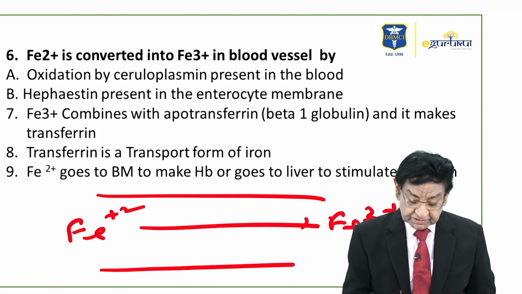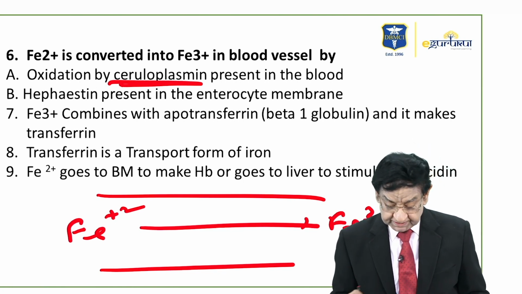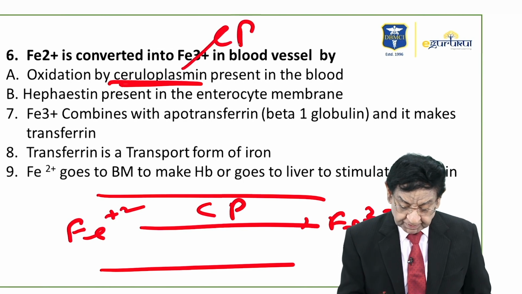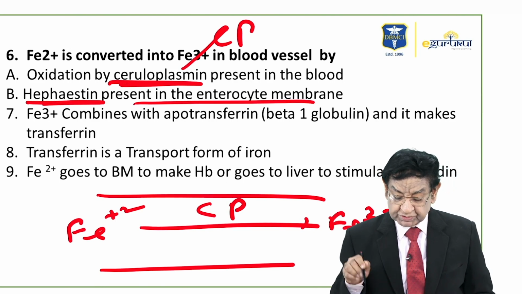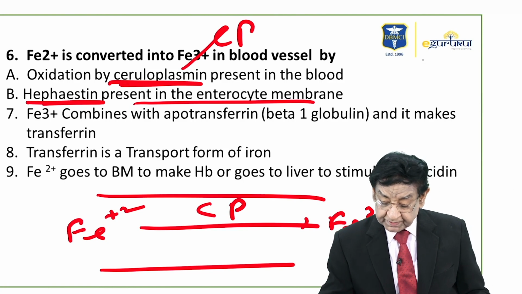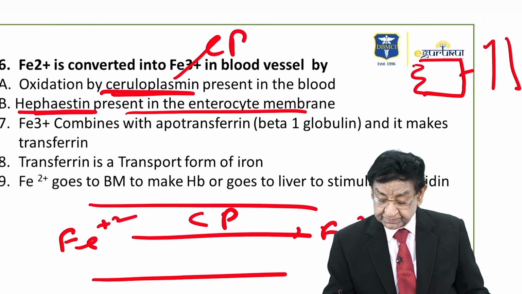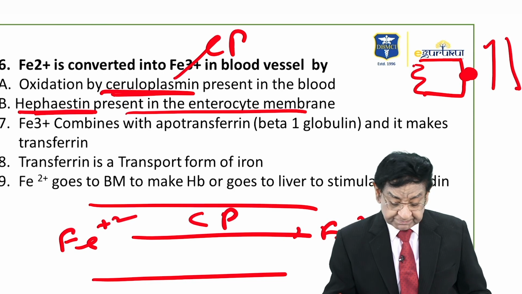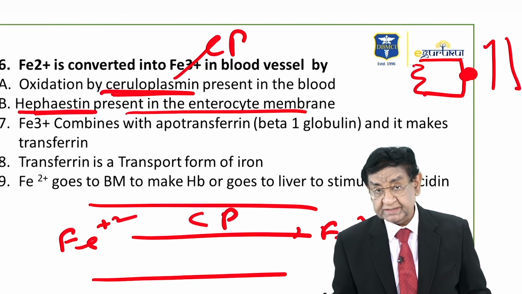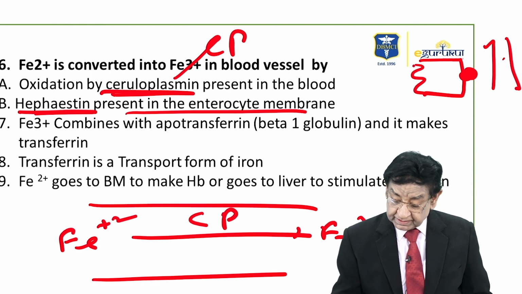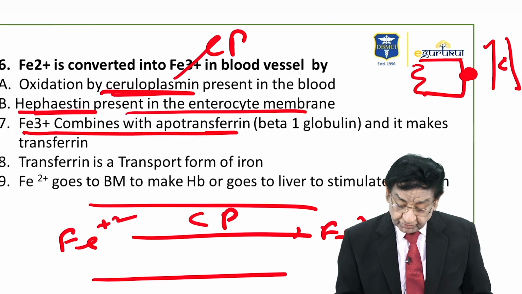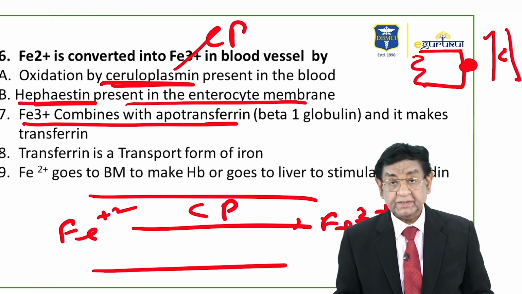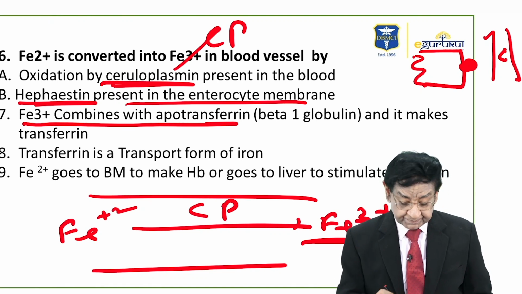Now this is done by ceruloplasmin, which is present in the blood. This is ceruloplasmin, CP. And the second molecule which converts ferrous into ferric is hephaestin. It is present in the enterocyte membrane, like this is the lumen, this is the luminal cell, this is the basolateral side, this is the blood vessel. Now this hephaestin is present in the basolateral aspect of the enterocyte, and ceruloplasmin is in the blood vessel. Well, this ferrous is converted to ferric by ceruloplasmin and hephaestin.